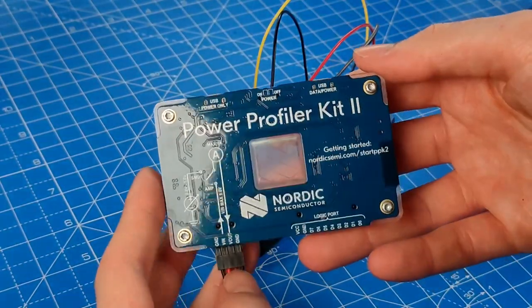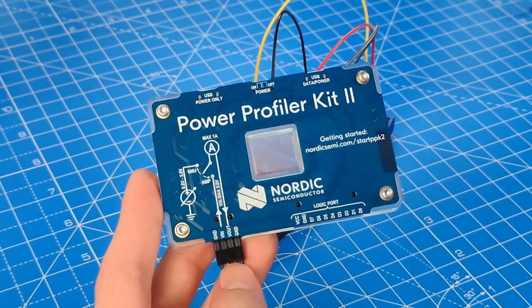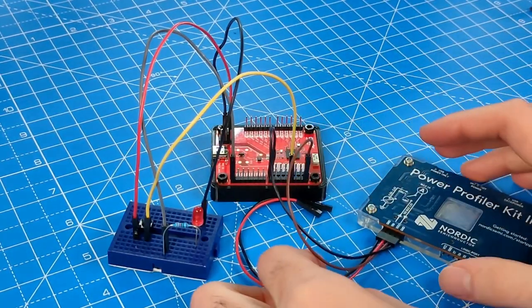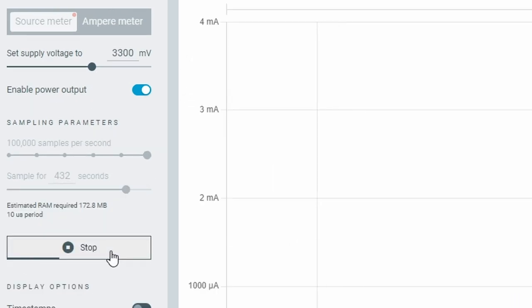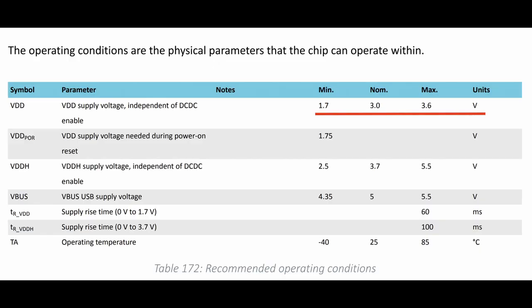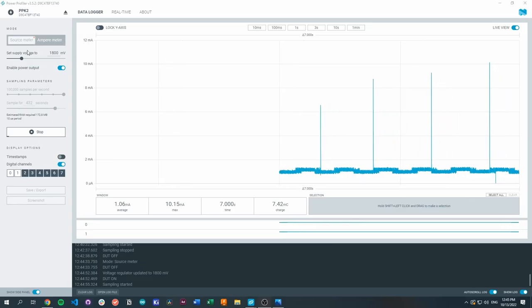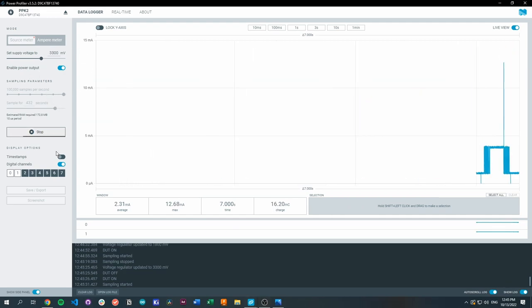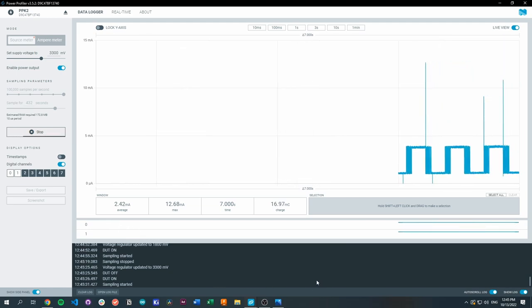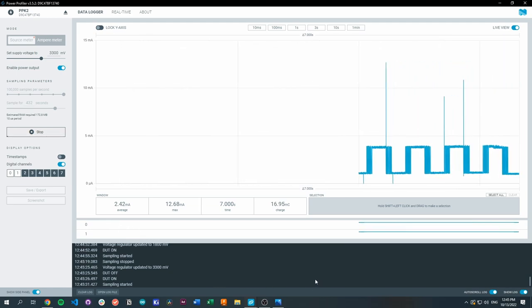The next step was to measure the power consumption of the load using Nordic's Power Profiler Kit. I did the test by powering the load at 1.8 volt and 3.3 volt, since the microcontroller works with both voltages. So, at 1.8 volt the power consumption is about 1 mA. Instead, at 3.3 volt the power consumption is about 2.5 mA.